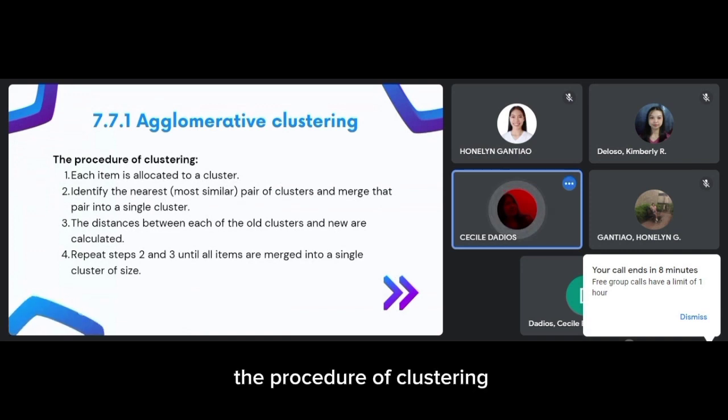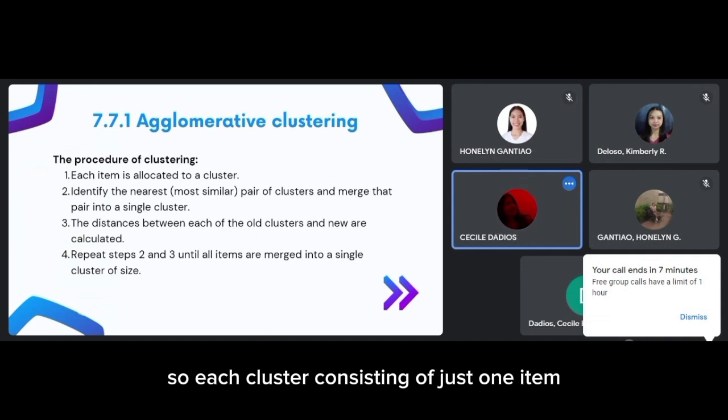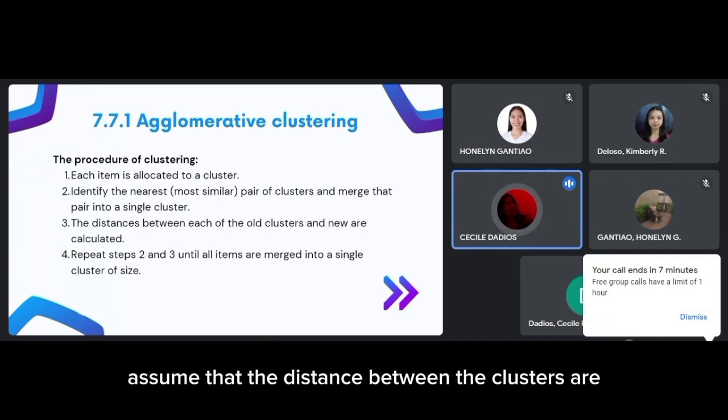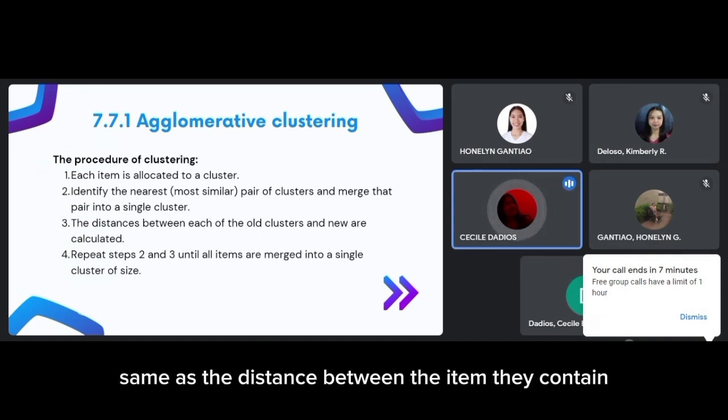The procedure of clustering. The first step is that each item is allocated to its own cluster. For example, if there are n items, then there will be n clusters, each cluster consisting of just one item. Assume that the distance between the clusters is the same as the distance between the items they contain.